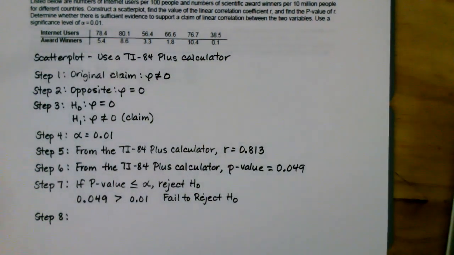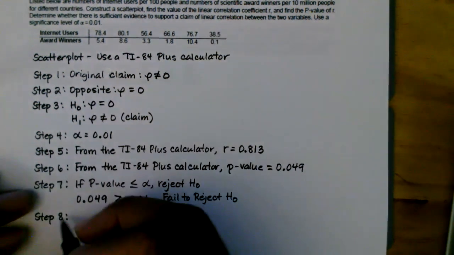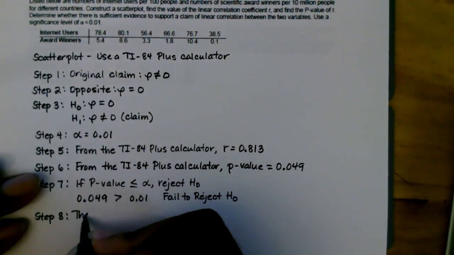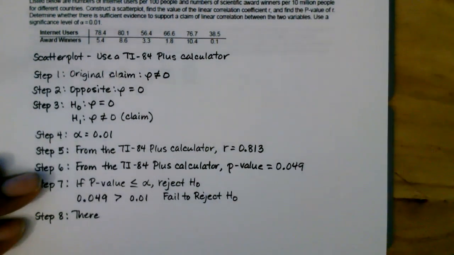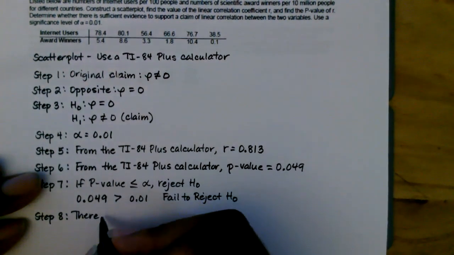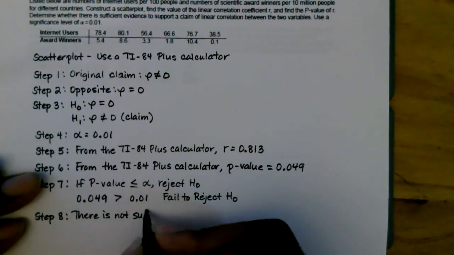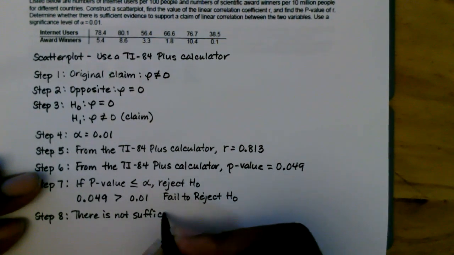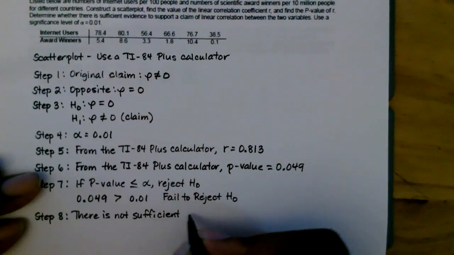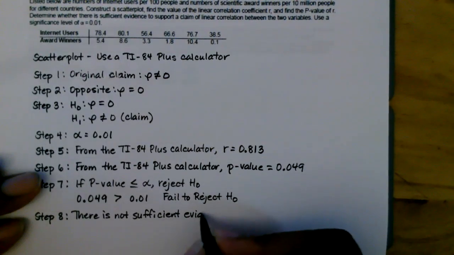And then step number 8 is our conclusion. Well, we failed to reject the null and the claim was the alternative. That means that there's not sufficient evidence to support the claim. So in detail, there is not sufficient evidence to support the claim.